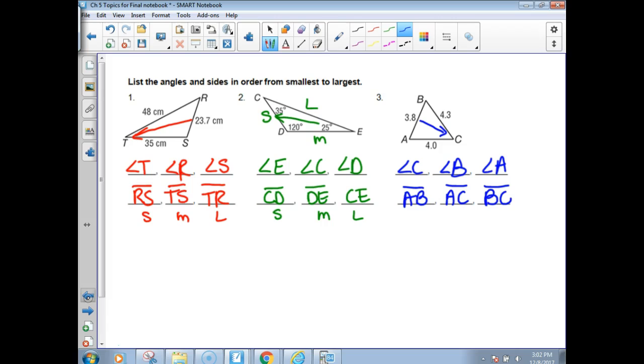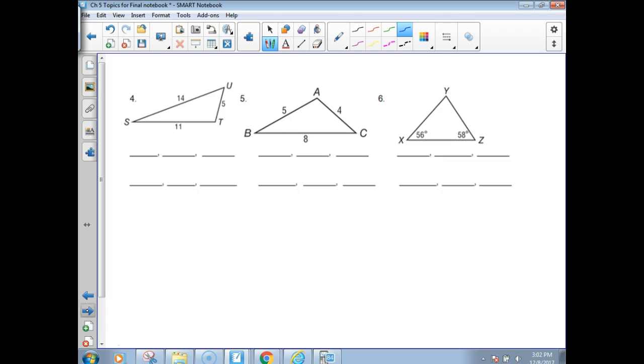Okay, now some of them, we're going to have to find a missing angle possibly, but no missing sides. Okay, so I'll just continue. Why don't you guys help me out? Someone want to tell me the sides in order from smallest to largest for number 4? What's first? UT. Then TS or ST. I don't care which way we do it. Okay. And then SU.